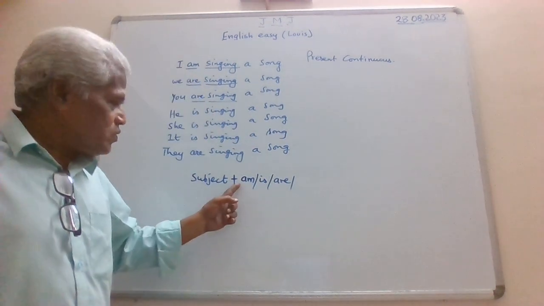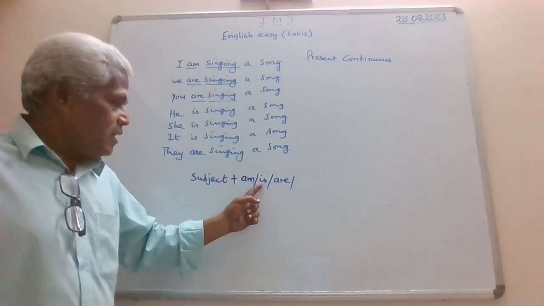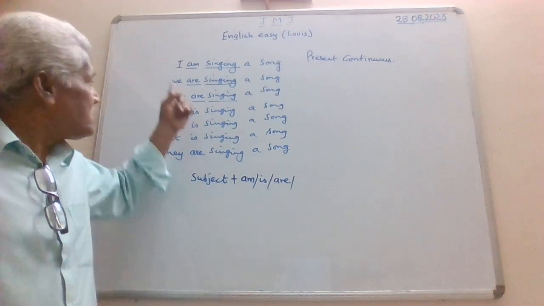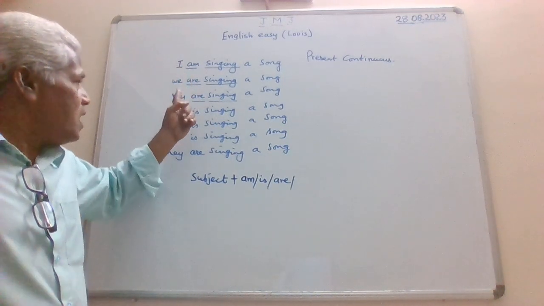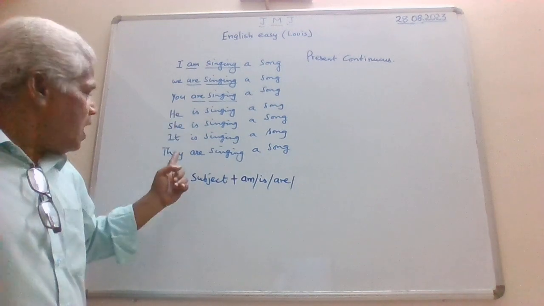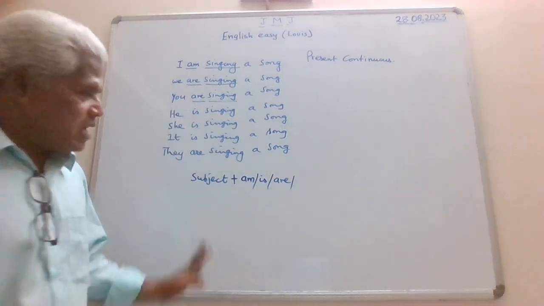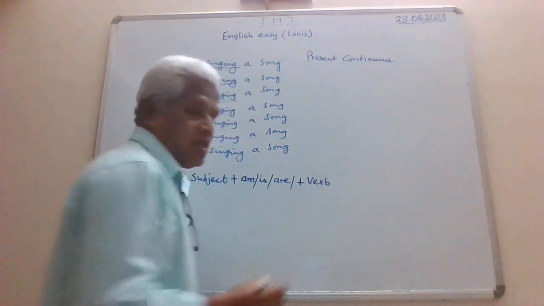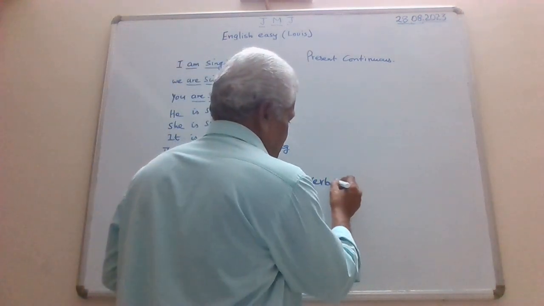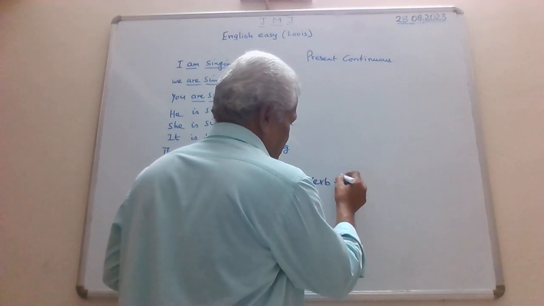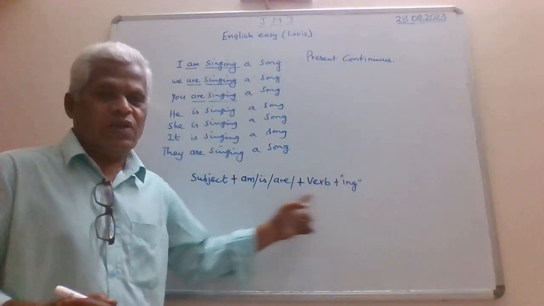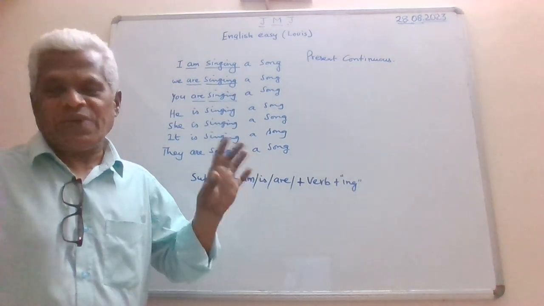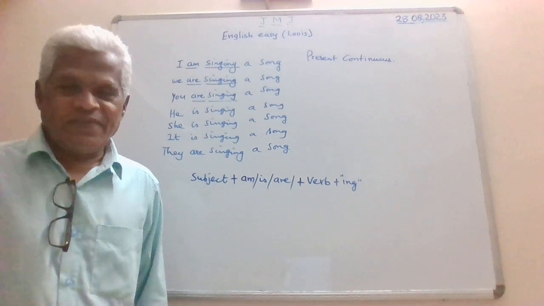Okay? Am is used only when your subject is I. Is is used if your subject is third person singular. Are is used for the first person plural, second person singular and plural, and the third person plural. Okay? Verb plus ing. So this is the formation of the verb for writing sentences in present continuous tense.